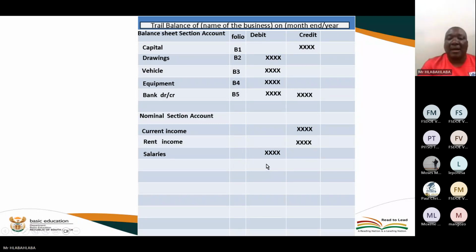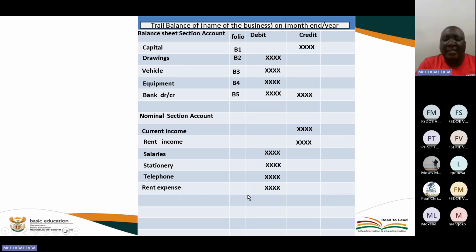Just remember that. And then stationery, because it's an expense, we are paying to buy the stationery that we are going to use in the business. We have paid it, it goes to the debit side. And telephone, we are paying for the telephone because we are making calls in the business. What side? Debit side. And then rent expense, because it's an expense, pay attention, grade 8, it will always go to the debit side.